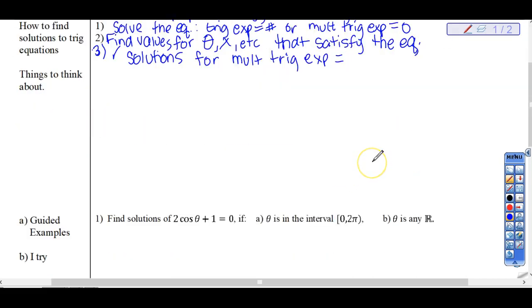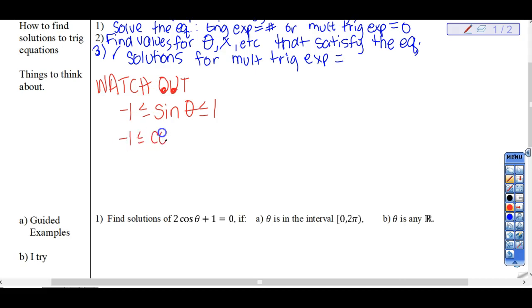Okay, so here are some things to think about. I'm going to get my red pen. Watch out. I'm going to put some eyes here. Watch out. That's a weird picture. Remember that your sine of theta solutions have to be within the range -1 to 1. Same thing for your cosine of theta's solutions.